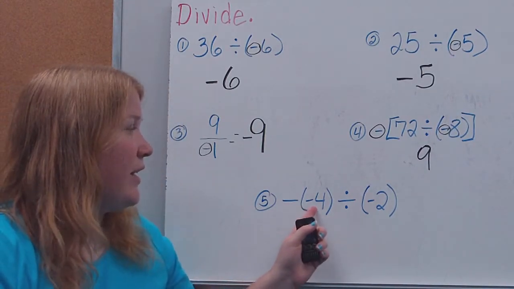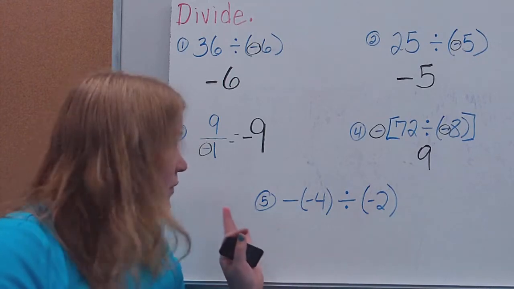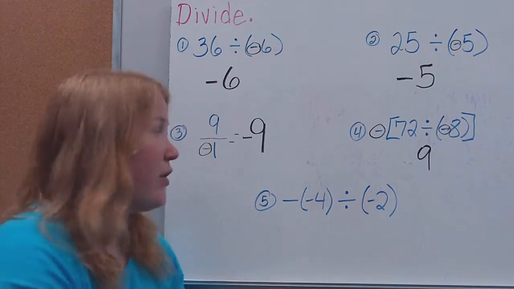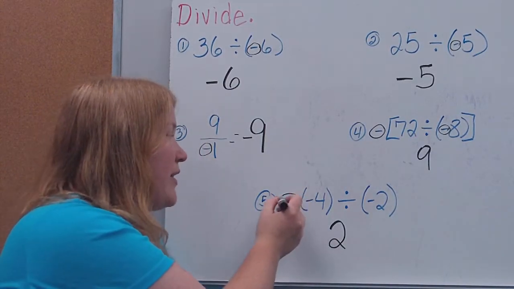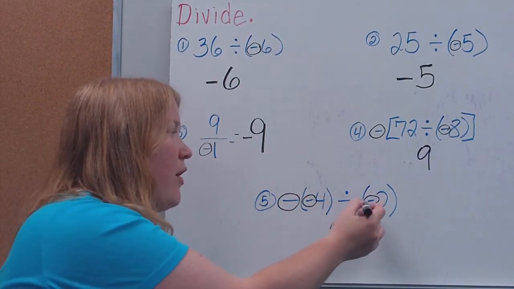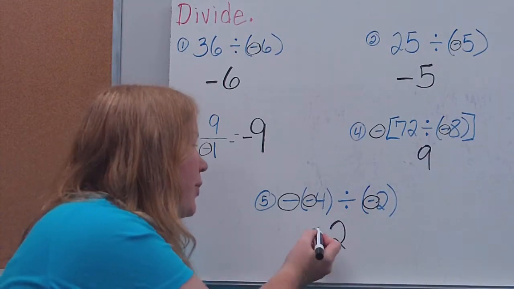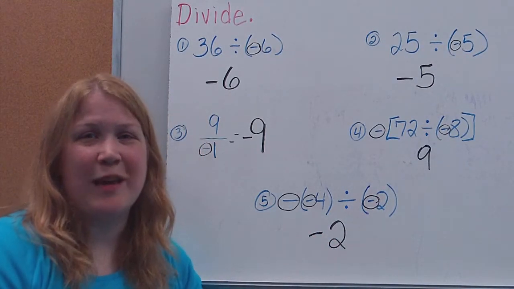Here, again, look, I have a negative, negative. Don't let that throw you off. Just do your division, and then we'll count our signs. 4 divided by 2 gives me a 2. Now let's count them. 1, 2, 3. 3 is an odd number, so my answer should then be negative.